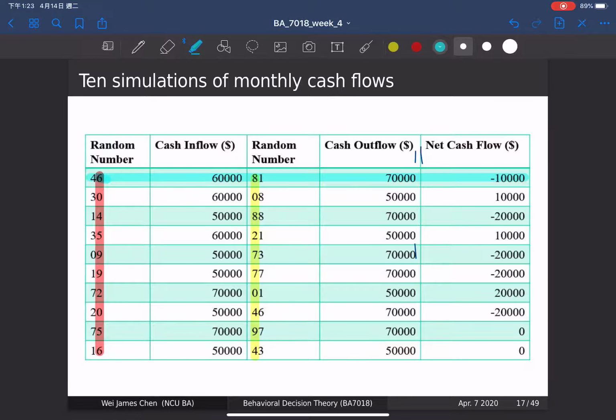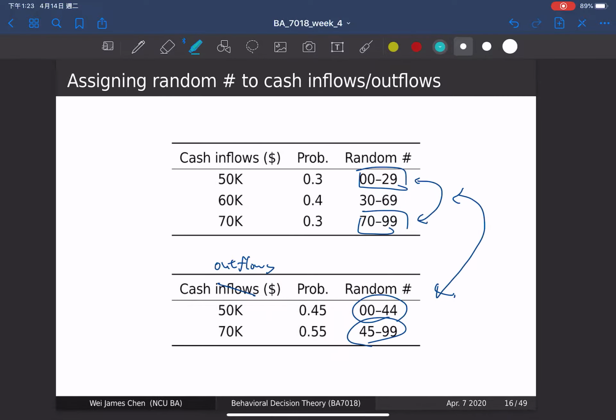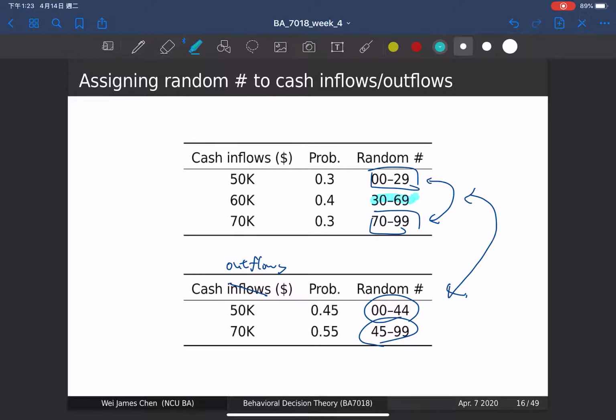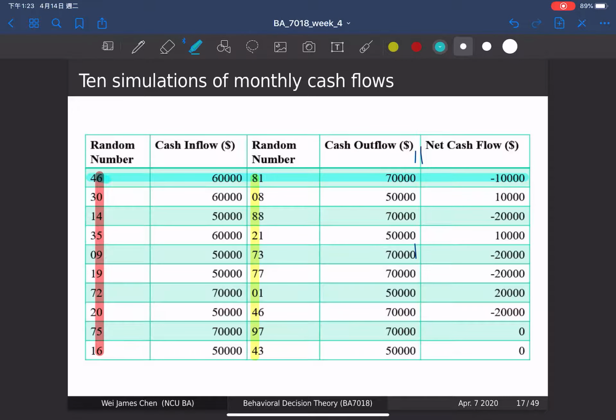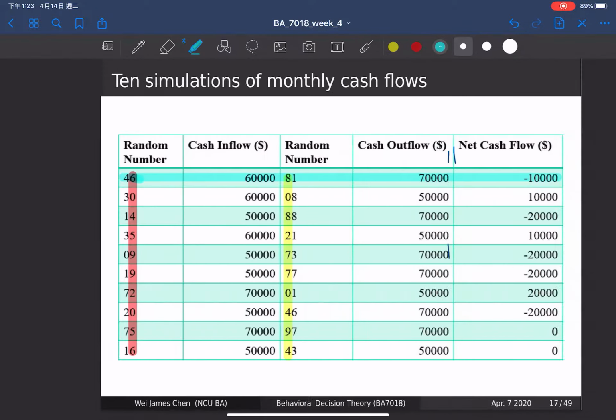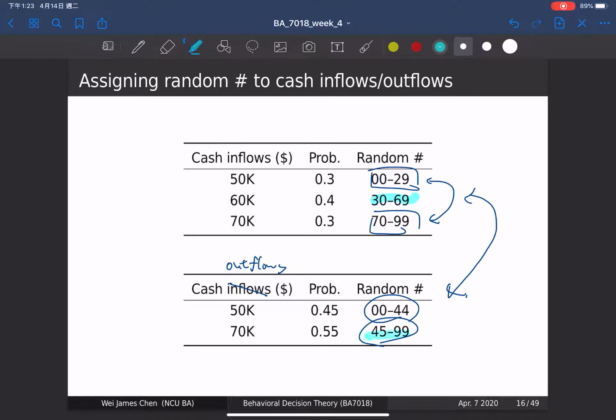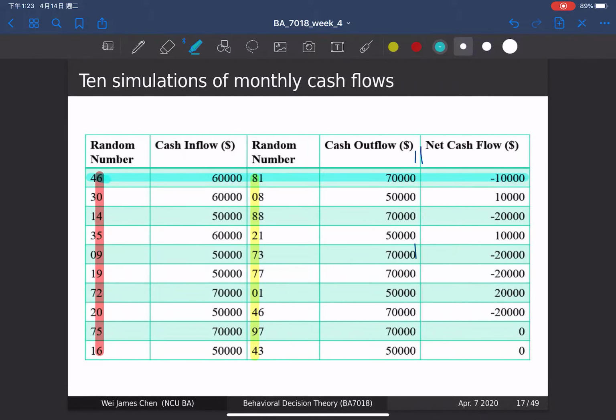And based on the previous rule we gave here, 46 is here, right? So the cash inflow is 60K. And 81 belongs to here. So the cash outflow is 70K. And so inflow minus outflow, the net cash flow, is minus 10K. Understand? Okay. So this is just once.